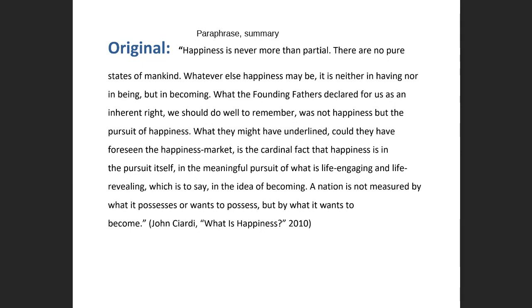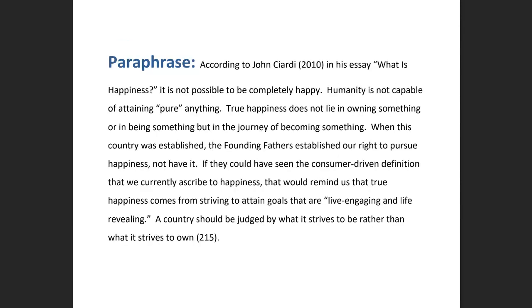of becoming. Now, these are complex ideas, and the thing about paraphrase is it's not easy, and summary. It's not easy. That's the reason you can't really do this assignment at the last minute and do very well with it. A nation is not measured by what it possesses or wants to possess, but by what it wants to become. All right, so here's my paraphrase. According to John Ciardi, now I mentioned him in the text itself, so I don't have to repeat this at the end, all right?